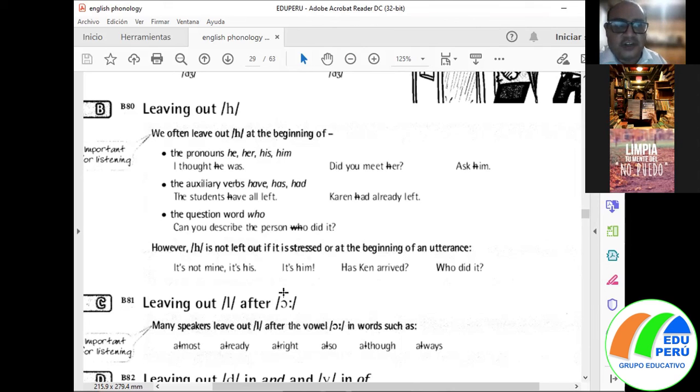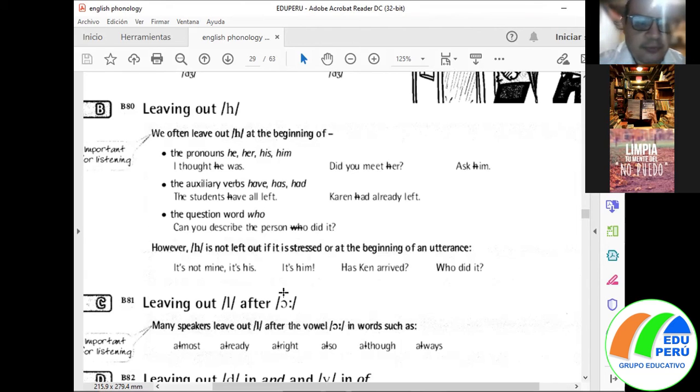Notice you omit the sound h, but as an auxiliary, not a main verb. Don't forget it. This is past perfect. The previous one is present perfect. So you use have, had as an auxiliary verb. The main verb is left. So you can omit the sound h in the verb have or had when it's an auxiliary verb.